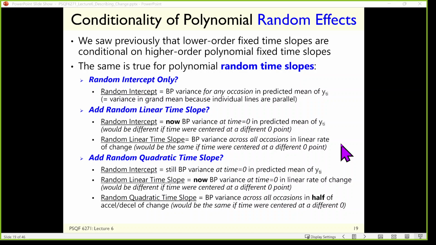All right, so we talked about this, just putting the words on there. Once you have a random quadratic time slope in your model, both random linear and random intercept are conditional on time 0, so it matters where those are.